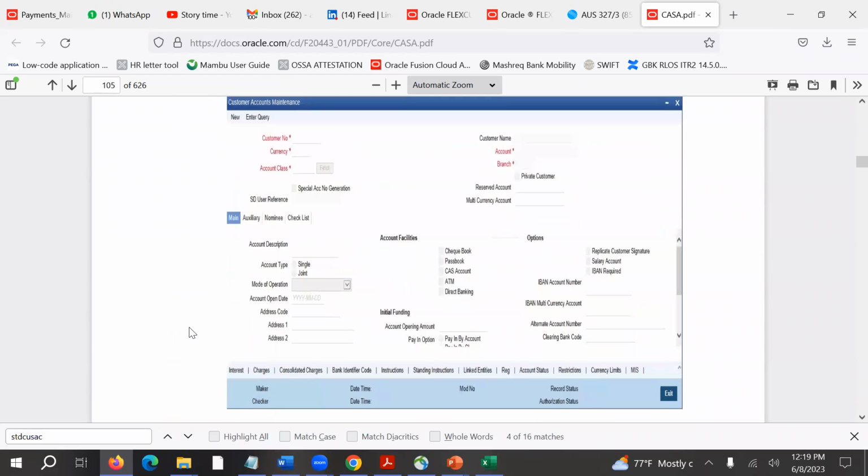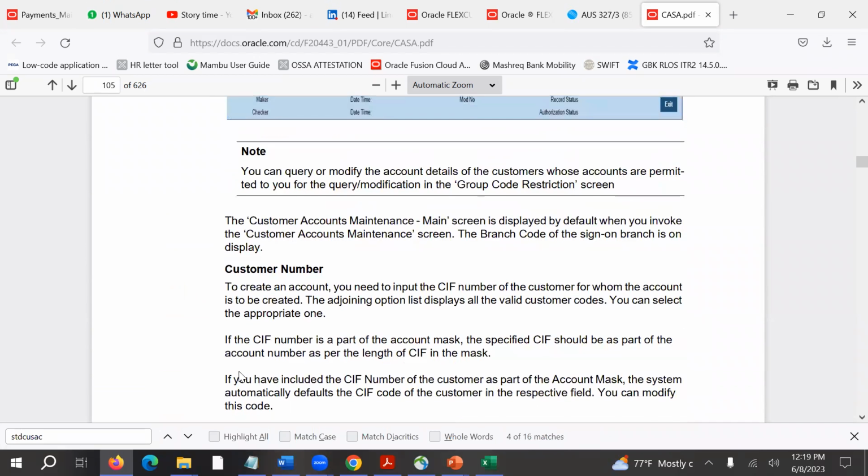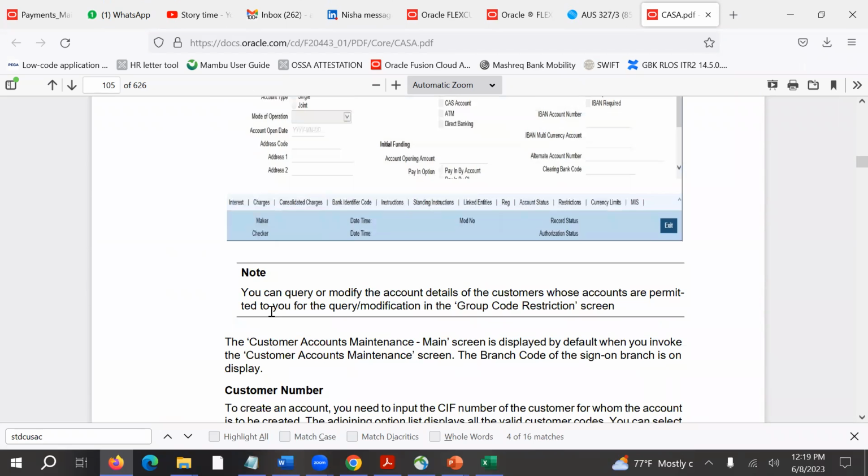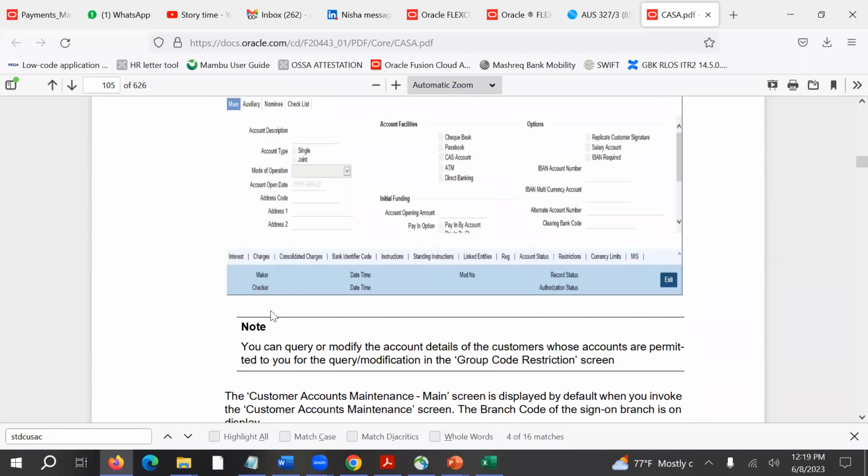Yeah, this is the customer account, where we create the customer account. If I want to give the special provisioning, if I go to the interest tab, it will allow me to link whatever special product is needed. There I can customize the rates, and likewise for the charges also.